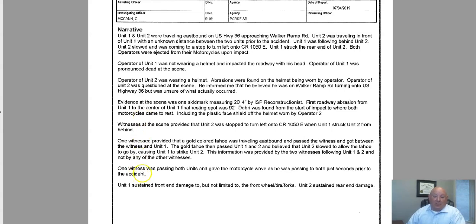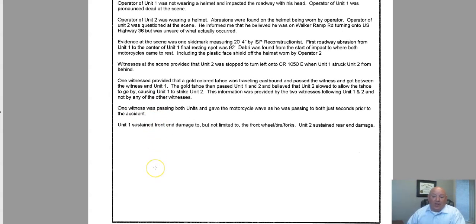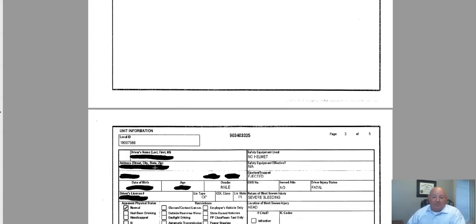It's also curious that one witness was passing them from the opposing direction on a motorcycle and gave them the motorcycle wave. And so we might find that the following motorcyclist in this collision was distracted giving the motorcycle wave to a passing biker, and took his eyes off the road and didn't realize that the first motorcycle was coming to a stop to make a turn.